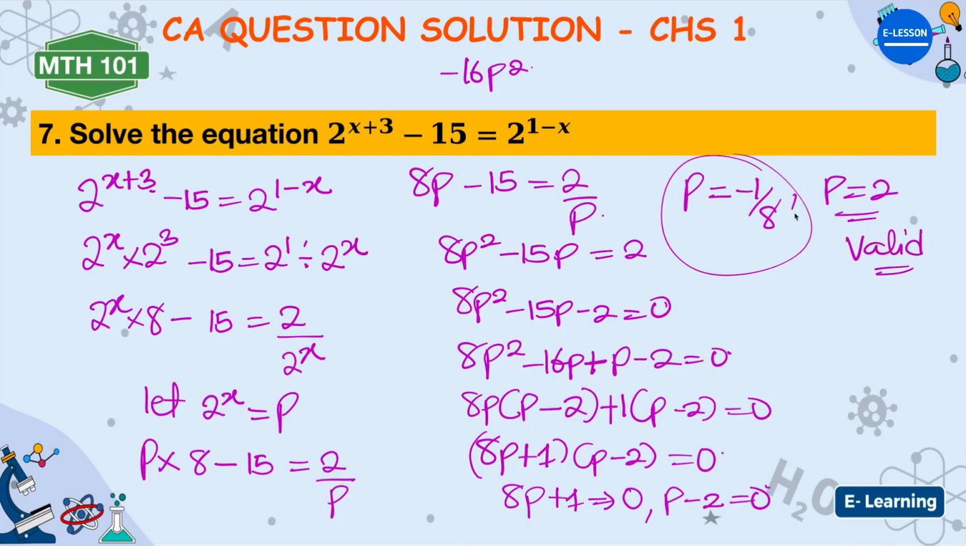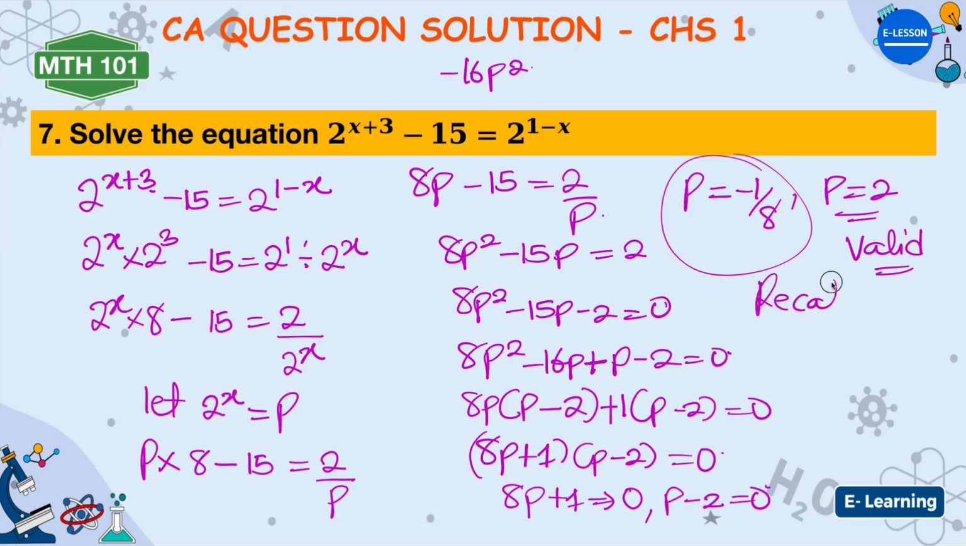This is because your p must be greater than 0. Is that okay? P must be greater than 0, because you have p as equal to 2 raised to the power of x. Even if x is 0, p will still give us 1. So the value of p must be greater than 0, but the value of p here is less than 0. So that is why this one is not valid. So p equal to 2 is the only valid one.